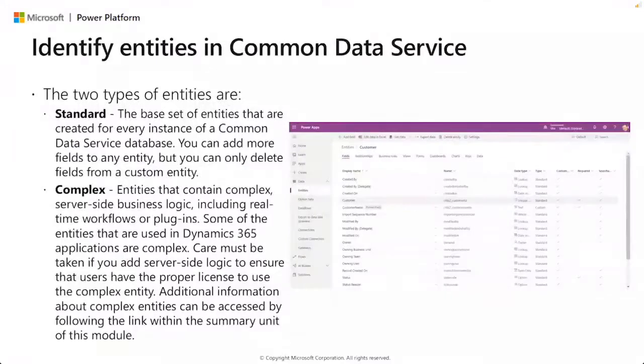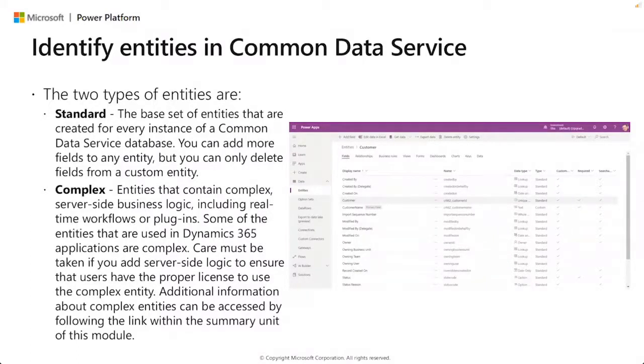So the way you identify entities in the common data service, there are about 2 types of entities. There's a standard entity, which is the base set of entities that are created for every instance of a CDS. You can add more fields to any entity, but you can only delete fields from a custom entity. So if you want to edit a contact or an account, you can add many fields to them without problems.